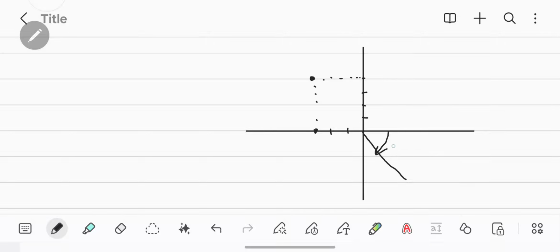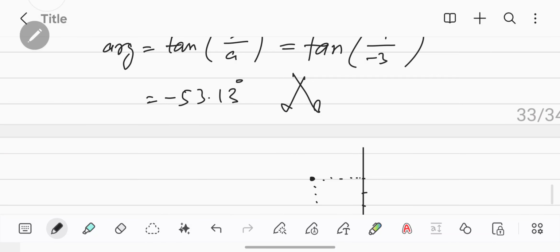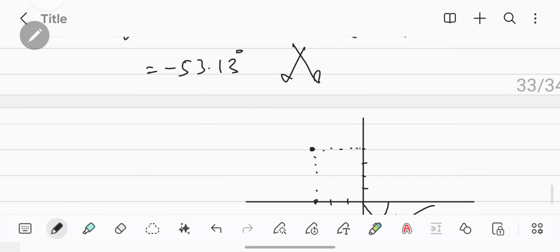Okay, but this angle does not determine my point because my point is not here. My point is here in the second quadrant. So that means this angle is not working. So what I have to do, I have to add 180 degrees because 180 degrees is the period of tan.